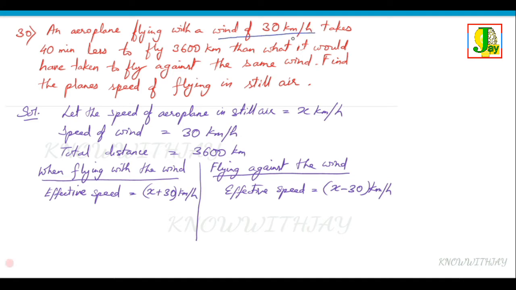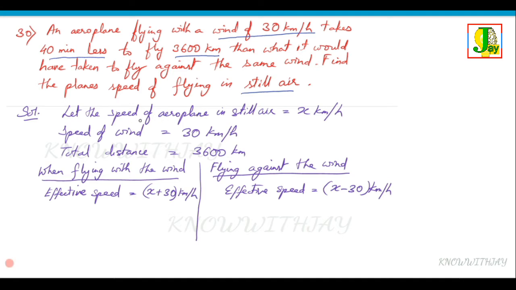Speed of wind is 30 km per hour, and it takes 40 minutes less when it flies along with the wind and covers 3600 km. So if it is going against the wind, it takes that 40 minutes more than the previous one. Okay, so what would it take to fly against the same wind? Find the plane speed of flying in still air. So you need to find the actual speed of the aeroplane.